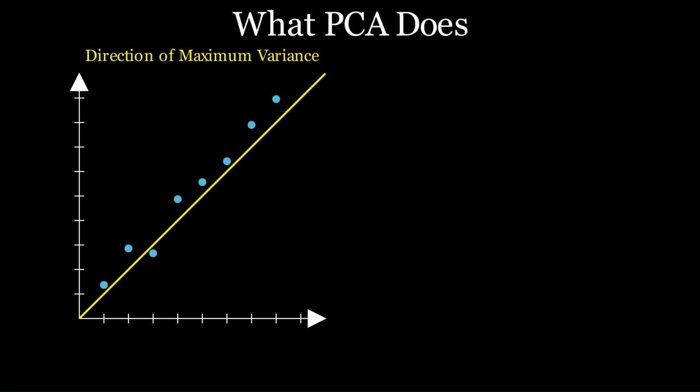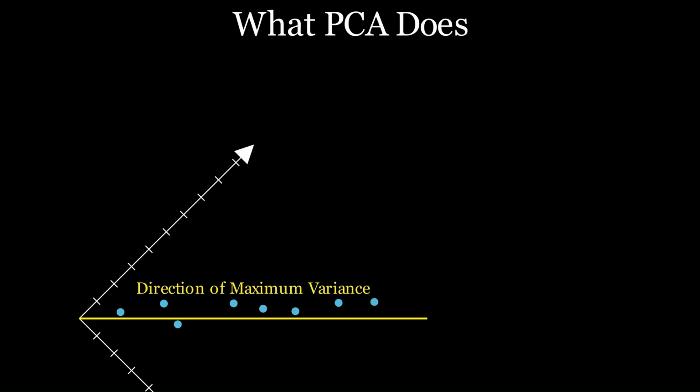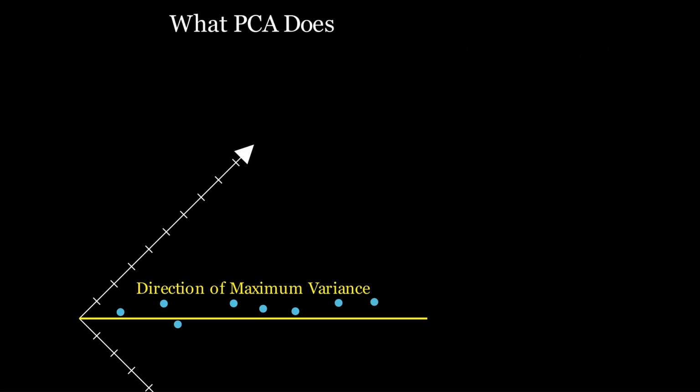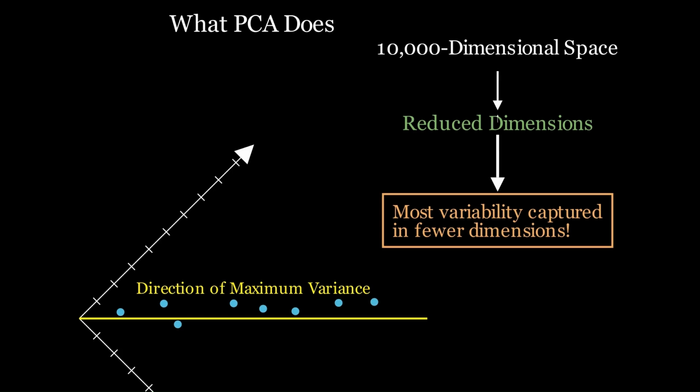In this case, PCA would say, let's rotate our view to align with that diagonal, the direction of maximum variance. In higher dimensions, it's the same idea. PCA finds new axes, new directions that better capture the structure of the data. These are called the principal components. And here's the key insight: even though the original space had 10,000 dimensions, most of the interesting stuff, the patterns, the variability, often lies in just a few of them. So if we rotate and reframe our data to lie along those directions, we can compress it without losing much information.